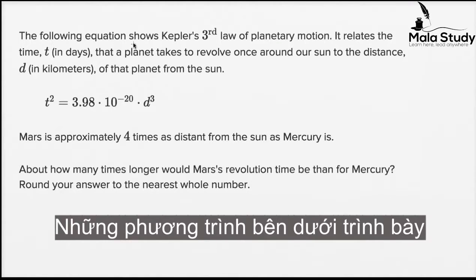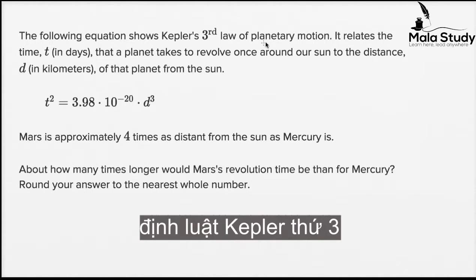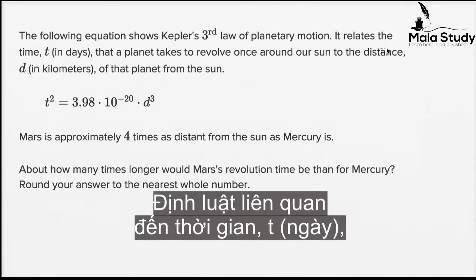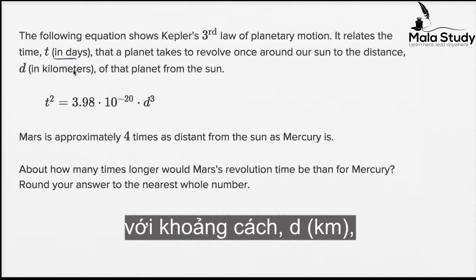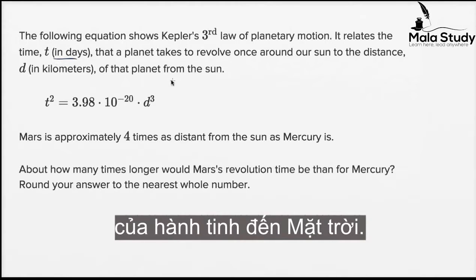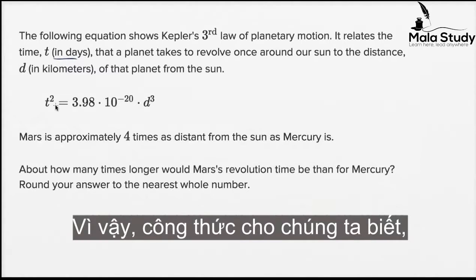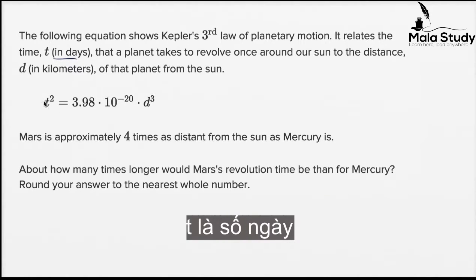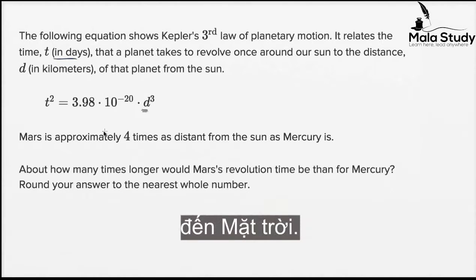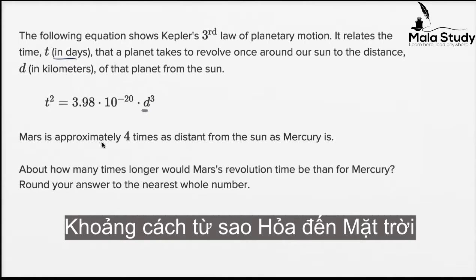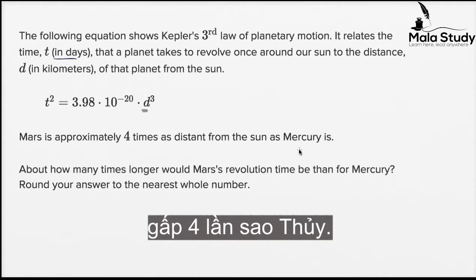The following equation shows Kepler's third law of planetary motion. It relates the time t in days that a planet takes to revolve once around our sun to the distance d in kilometers of that planet from the sun. So it tells us t, how many days, in relation to the distance that planet in kilometers is from the sun.